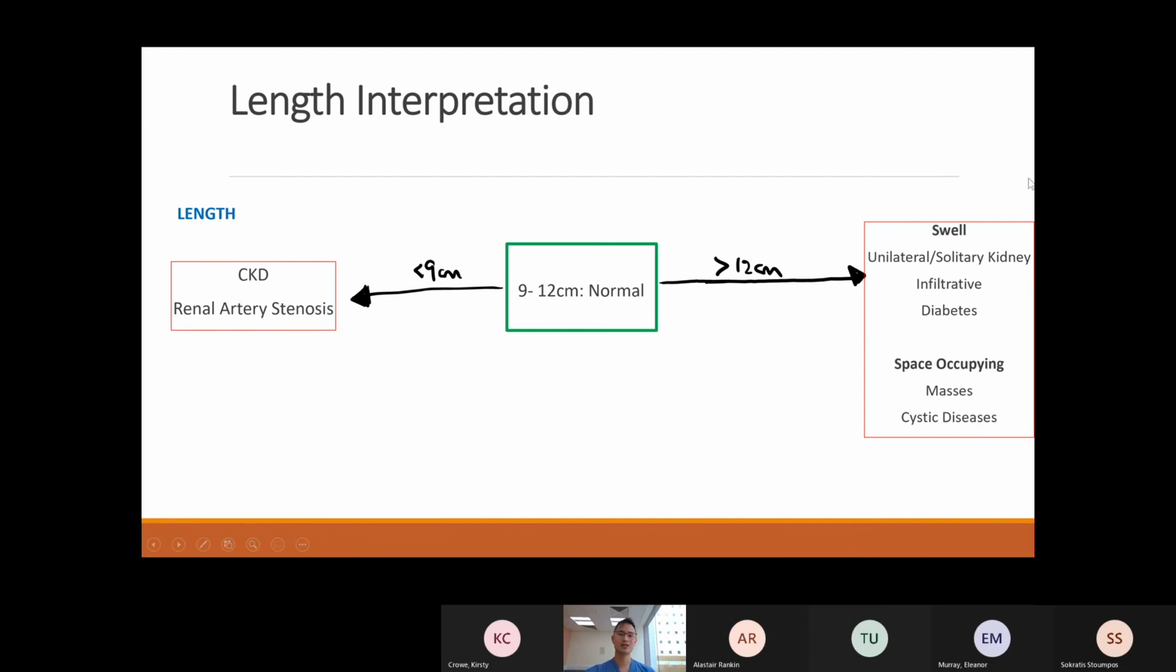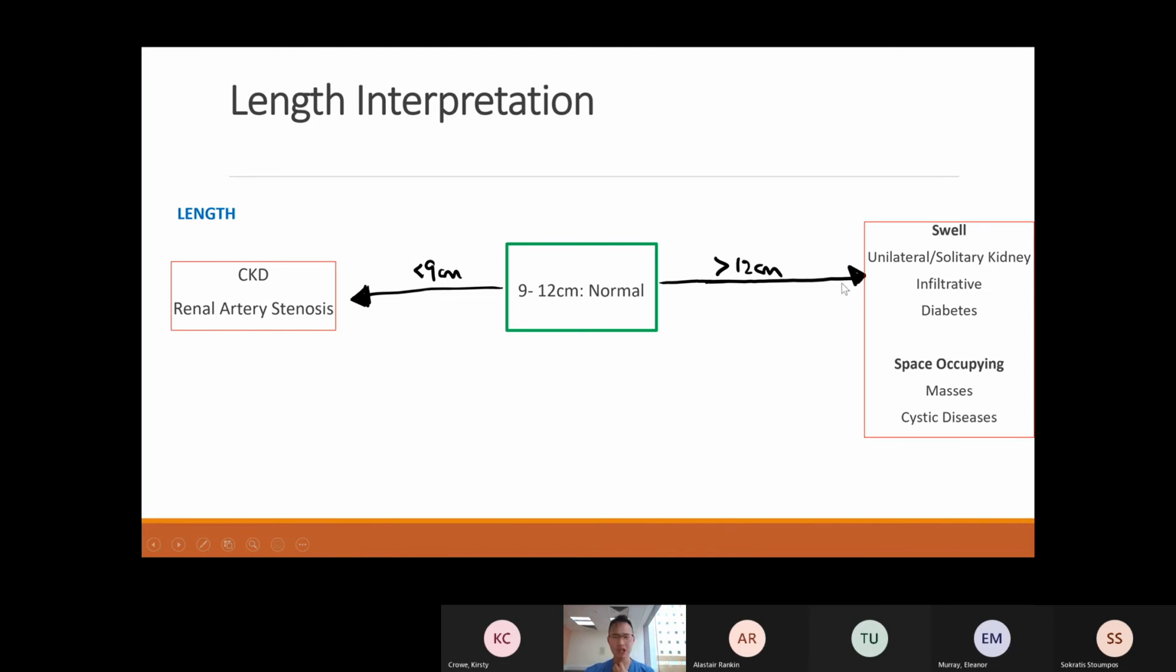If you get anything more than 12 centimeters, you'd be thinking about pathology. Is it a swollen kidney, such as a unilateral kidney that's compensating? Is it infiltrative disease or diabetes? Or is it space-occupying lesions inside that are expanding the overall volume of the kidney? So you should be looking for masses, or cysts inside that are having the same effect.